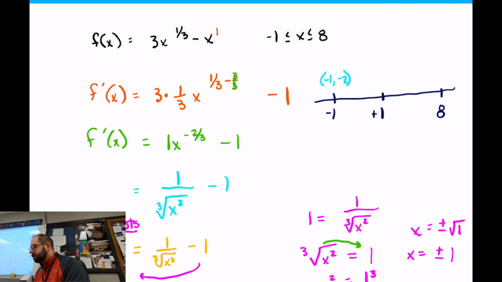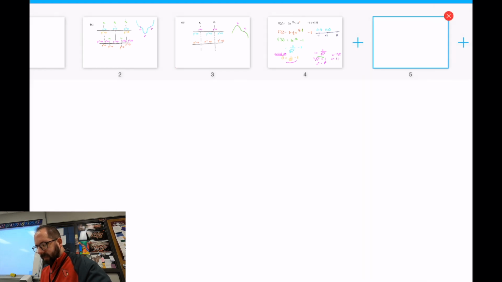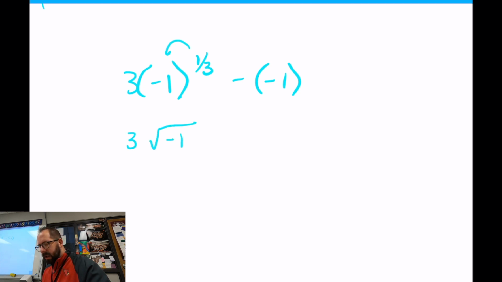Somebody have a question? If I plug in a 1, I get 2 out of that formula. I don't know how you're plugging this in here. I'm plugging into that part up there. All right, 3 times (-1) to the third power minus (-1)... This is a cube root. So the cube root of -1 is -1, times 3, and then this is +1 because that makes it +1. So it ended up being -2.